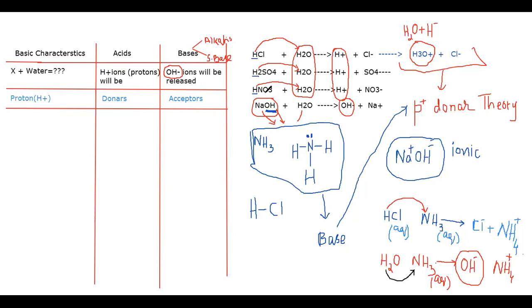Now the third thing that you need to understand: acids are the substances that release the hydrogen ion when they are mixed in water, or they donate the hydrogen ion. Bases are the substances that, when they are released in water, release the hydroxide ion, and they accept the protons. Now the next one.